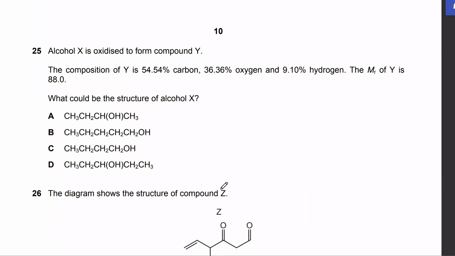So the next one is a compound where you have to find the empirical formula. That's kind of easy if you can quickly do this. How do you find the empirical formula? Oxygen is 36.36 and you've got hydrogen, which is 9.10. So you divide this by 12, divide this by 16, divide this by 1. And if you do that, what do you get?